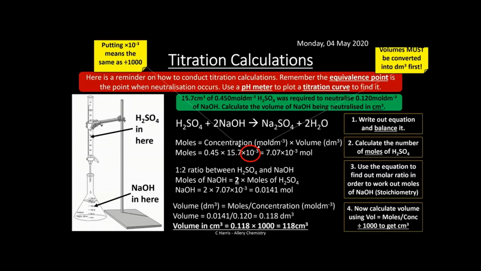The fourth and last step is to calculate the volume: volume equals moles divided by concentration. We need to convert to cm³ at the end as well. So the volume in dm³ is 0.0141 divided by 0.120, because that's the concentration we've been told, and that gets us 0.118 dm³. We need to find it in cm³ because that's what the question's after, so we times it by 1,000 to get cm³. That should say times by 1,000 rather than divide.